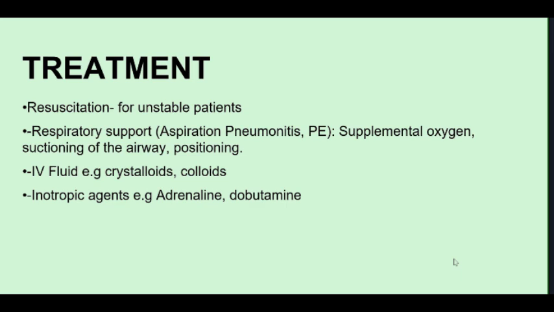Because if you don't, a complication may kill this patient before the fever does. When you give respiratory support, even for aspiration pneumonitis, you give supplemental oxygen. You want to suction the airway and position this patient properly. ABCD of resuscitation: crystalloids and colloids to help expand the intravascular space. Give inotropic agents in emergency conditions, like adrenaline if the blood pressure is very low, or dobutamine.